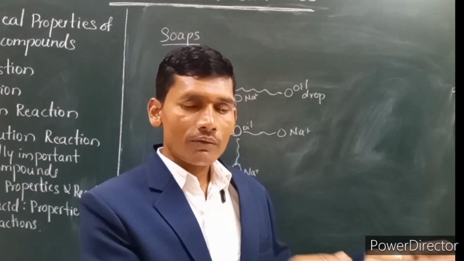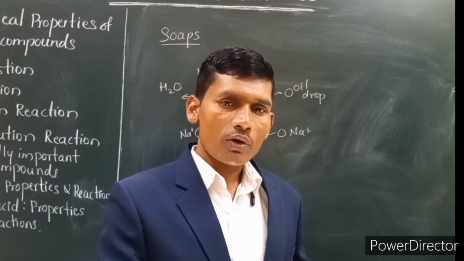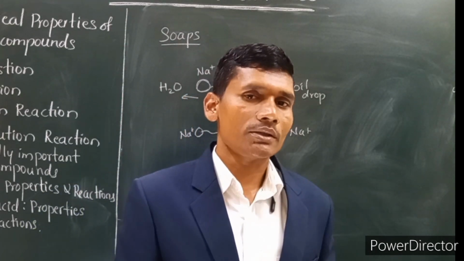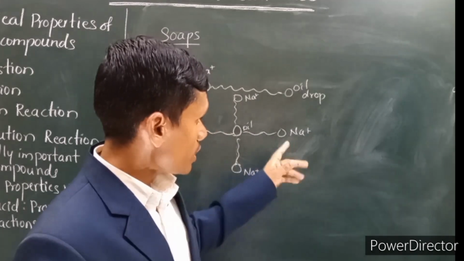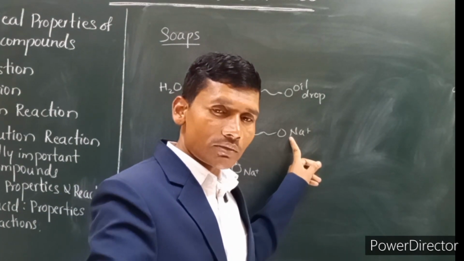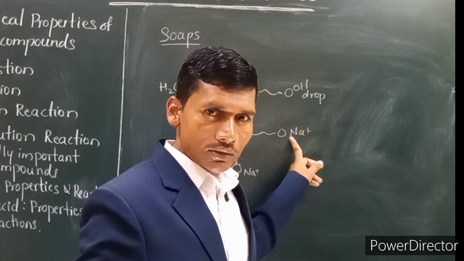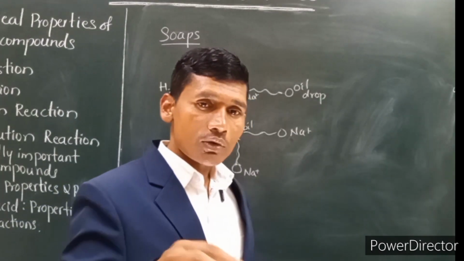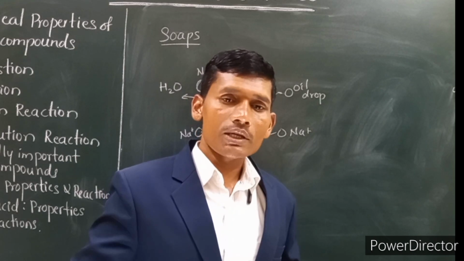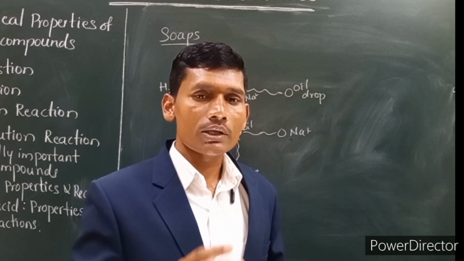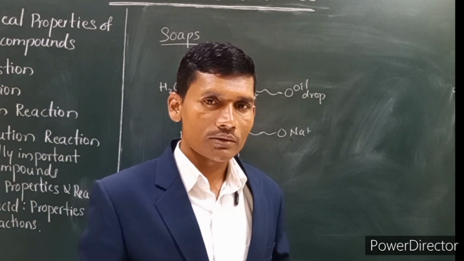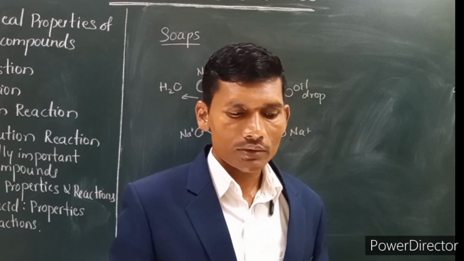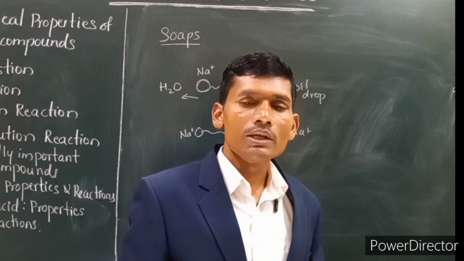When we use this type of soap, an insoluble precipitate is formed. This ionic end reacts with the magnesium or calcium salts present in the hard water and forms an insoluble precipitate. When it forms an insoluble precipitate, it cannot clean the dirt from the clothes. So in that case, we use another class of compounds, that is, detergents.